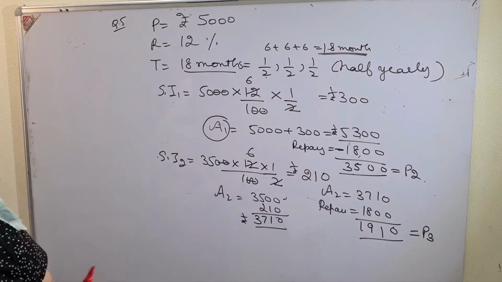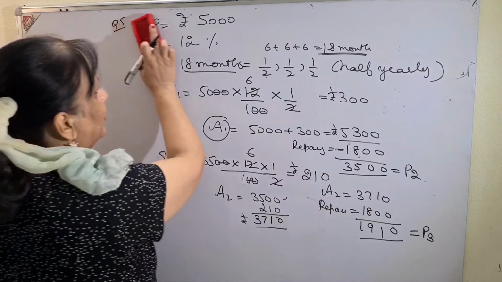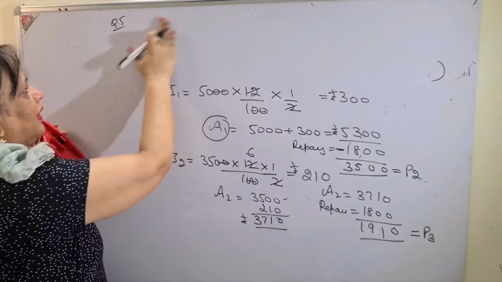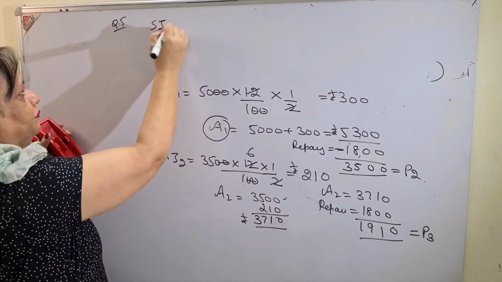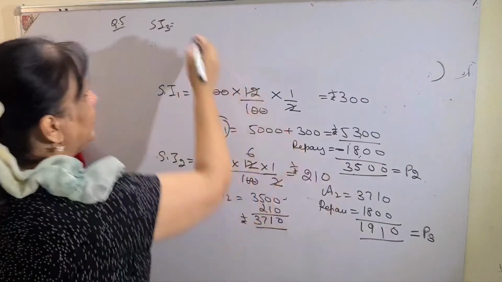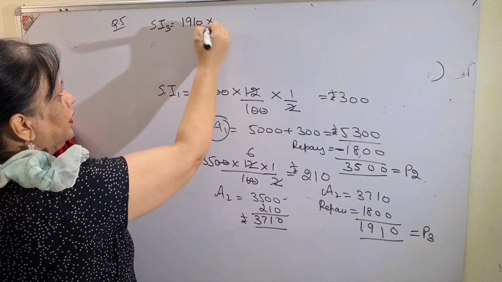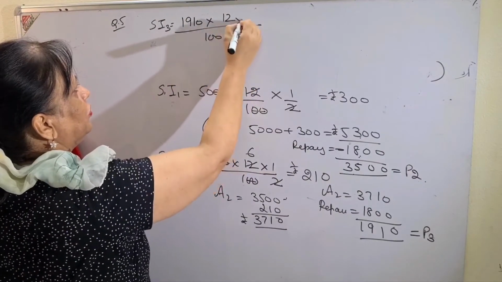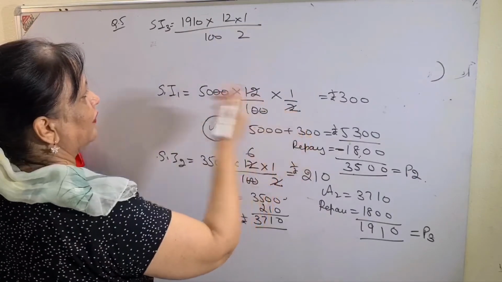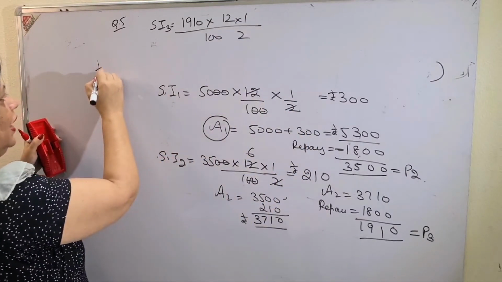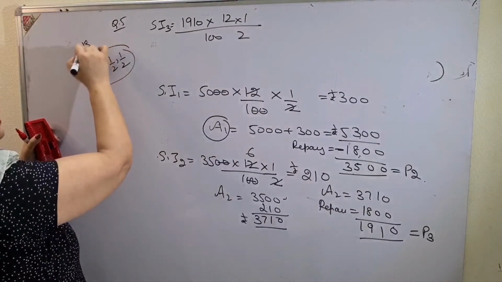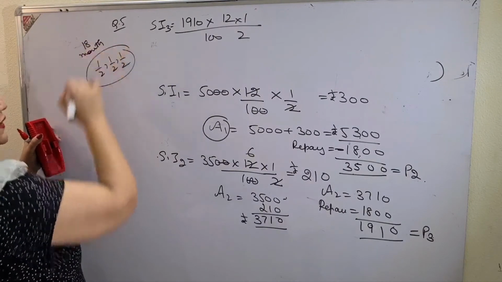Now we'll go for SI3. SI3 will be 1910 into rate, which is being given, 12 upon 100 into 1 by 2. Again, third unit. So I have calculated all the 3 units, half-yearly, which comes to 18 months, because he has said that it is half yearly.